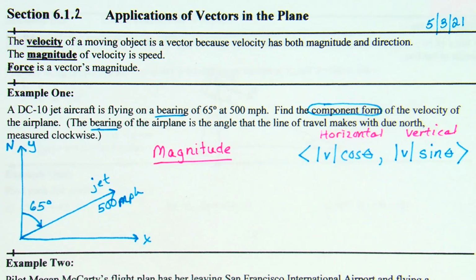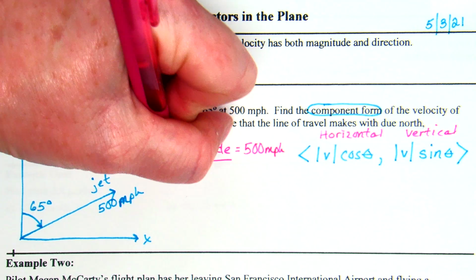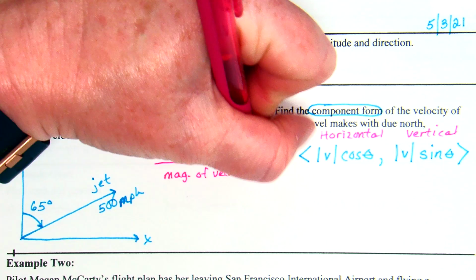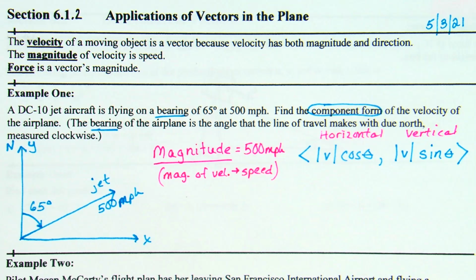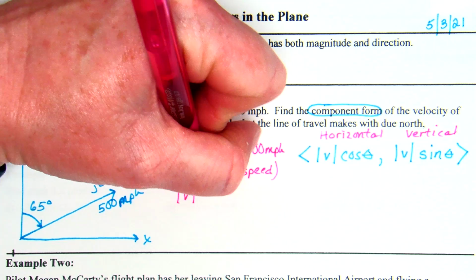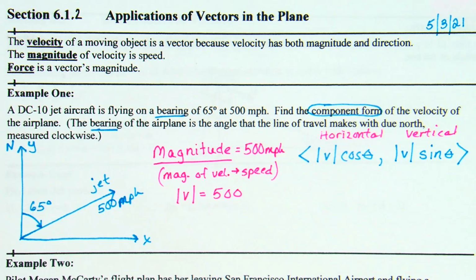Okay, the magnitude. If you look up above, it said the magnitude of velocity is speed. Were we given a speed? Yes, 500 miles per hour is clearly a speed. So our magnitude is 500 miles per hour, because up above, magnitude of velocity equals speed. So that means when we fill in absolute value of V, we're going to be filling in 500.